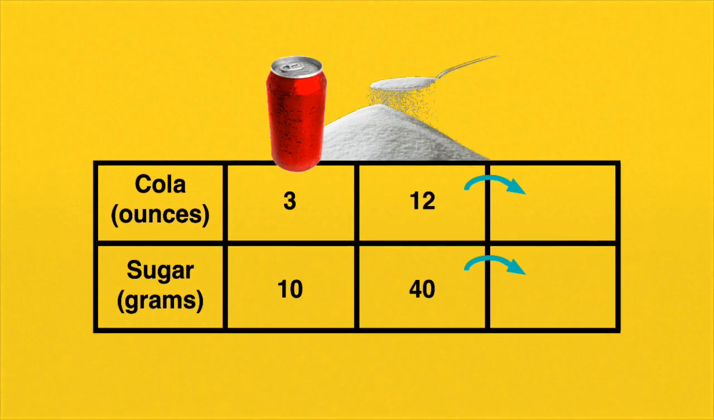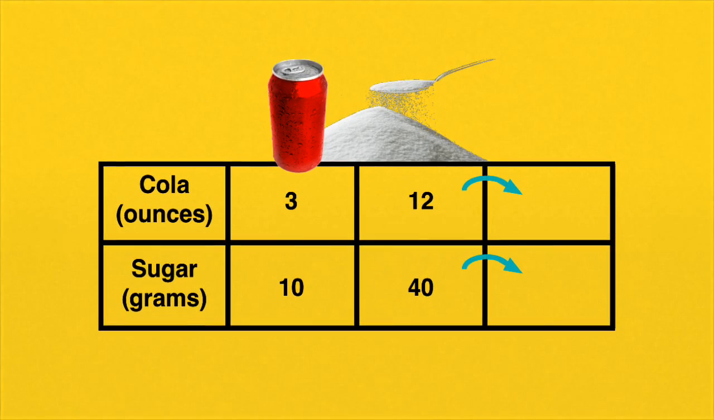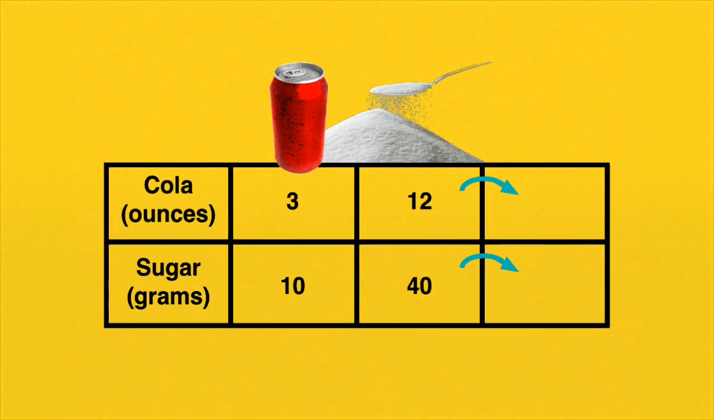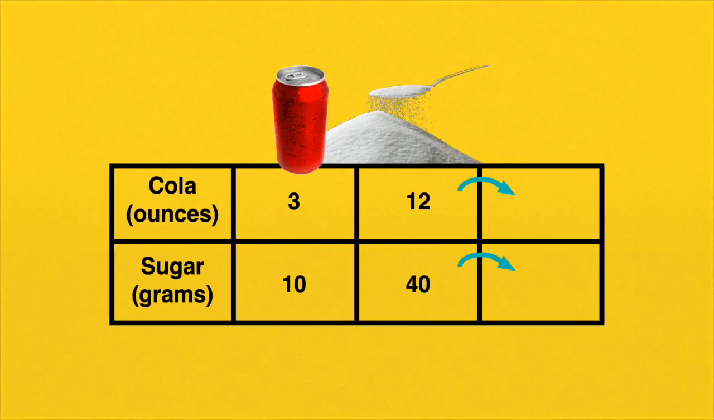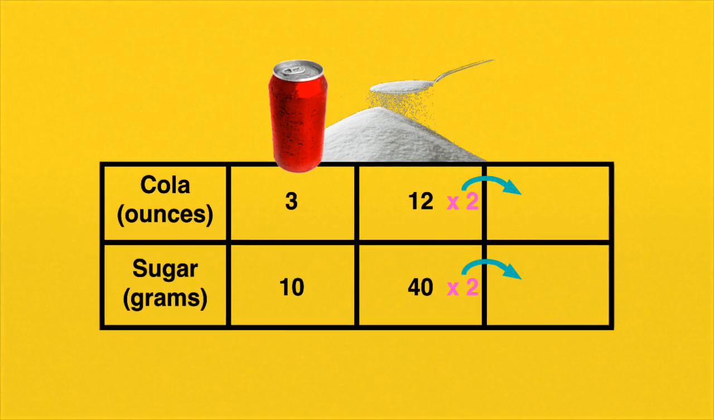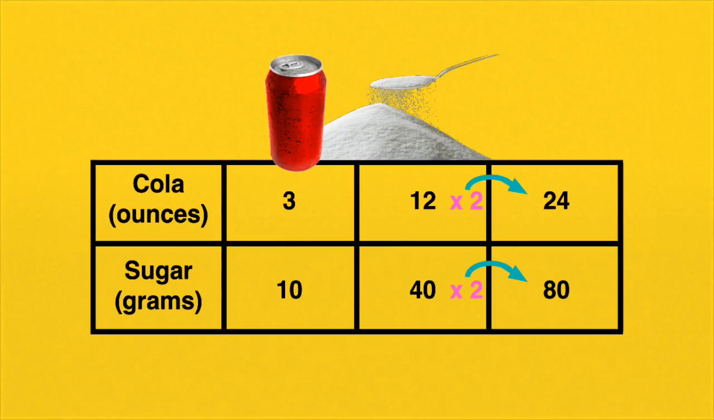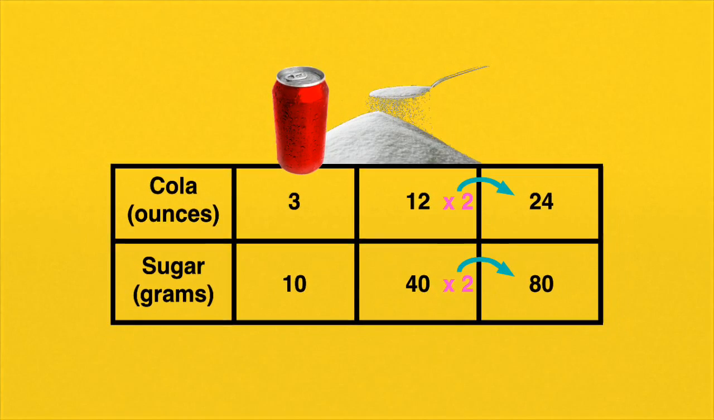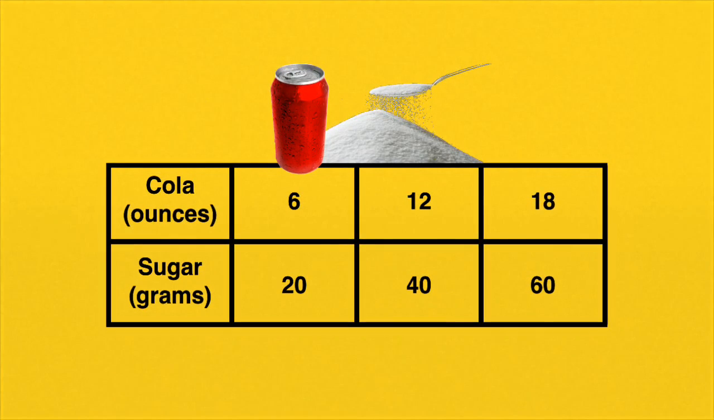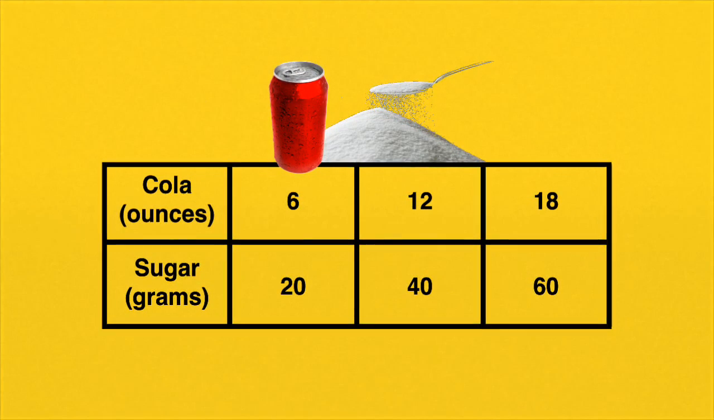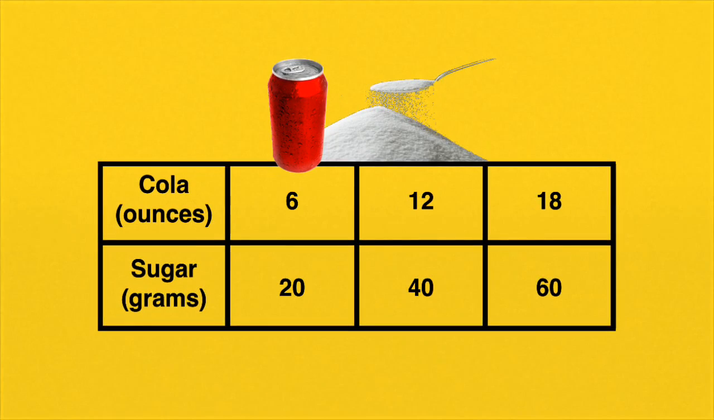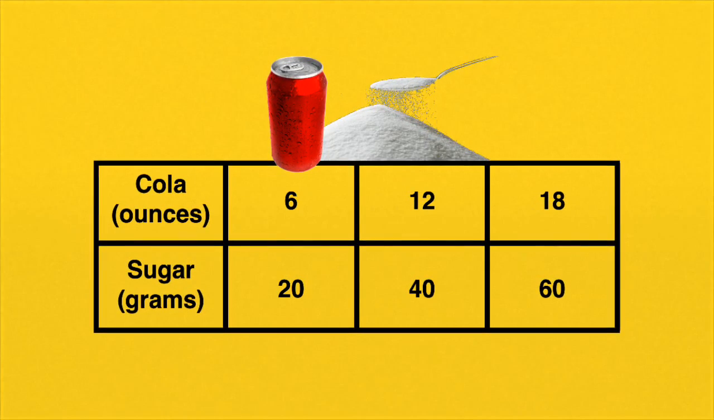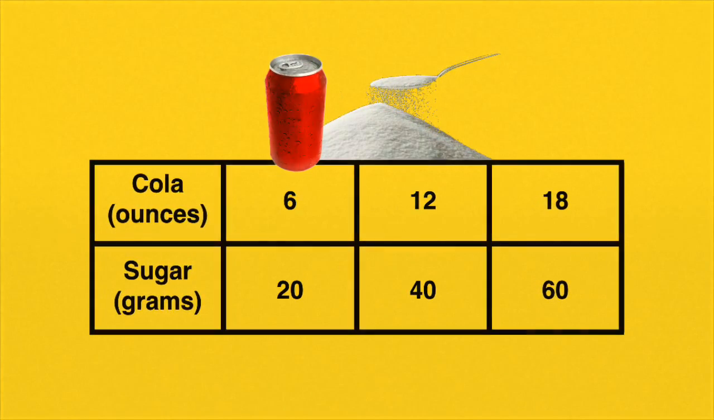Now going the opposite way, if I wanted to find out how much sugar is in a larger amount of cola, I could multiply both of the values by whatever number I would like. I'm going to make it simple on myself, and I'm just going to double that amount. So I'm going to multiply both by 2. And now I can see that for 24 ounces of cola, I would have 80 grams of sugar. So here's my completed table. Yours may look different depending on what values you use to fill it in. But no matter what your values are, our ratios should be the same because these are all equivalent.